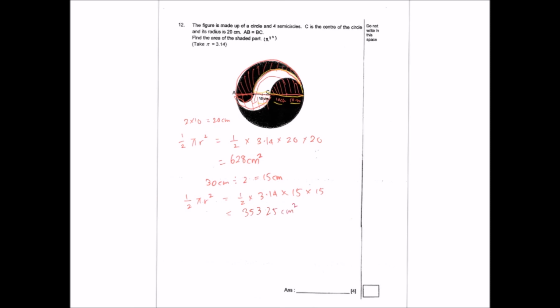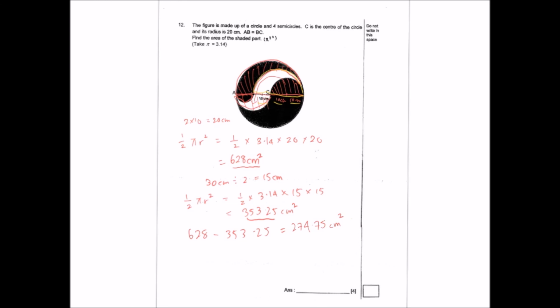cm square. So to find this area, we'll just take the 628 cm square, the big semicircle, minus the small semicircle. 628 minus 353.25 will give me 274.75 cm square.